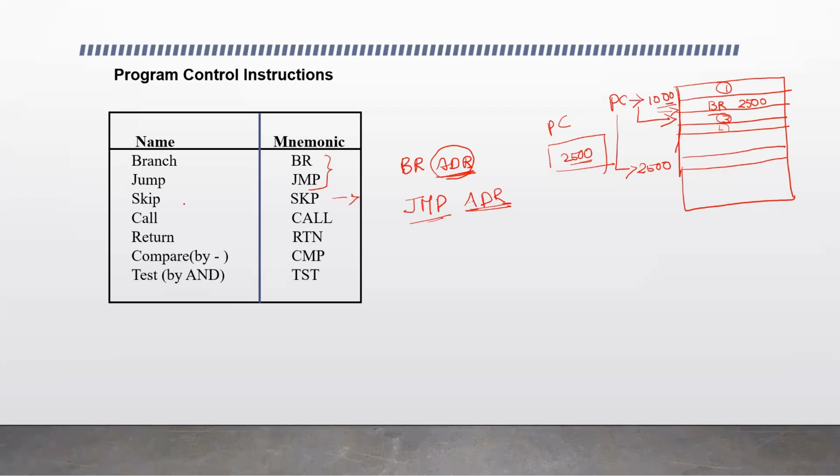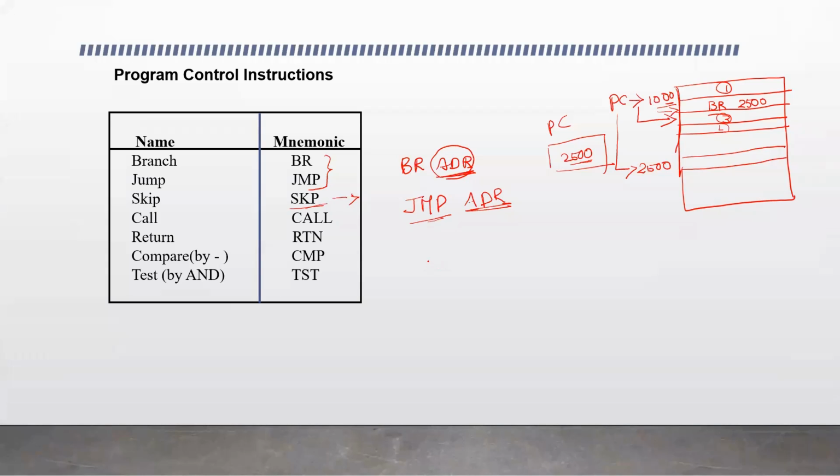And the next control instruction listed is skip. The third one is skip. The mnemonic used is SKP. This instruction is not to branch to some other location. This is used to control the flow of execution by skipping the next instruction.